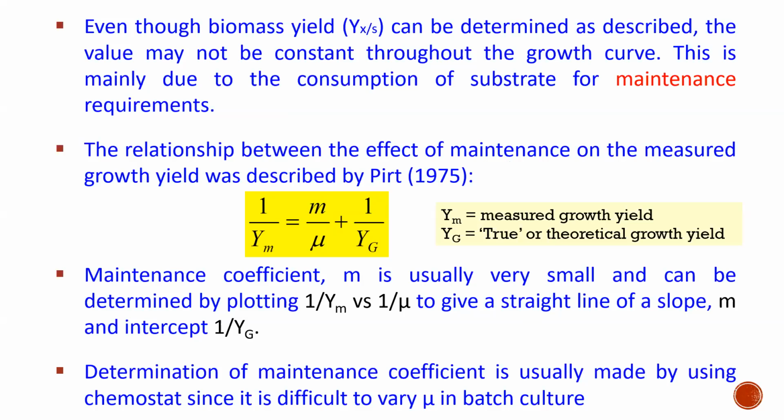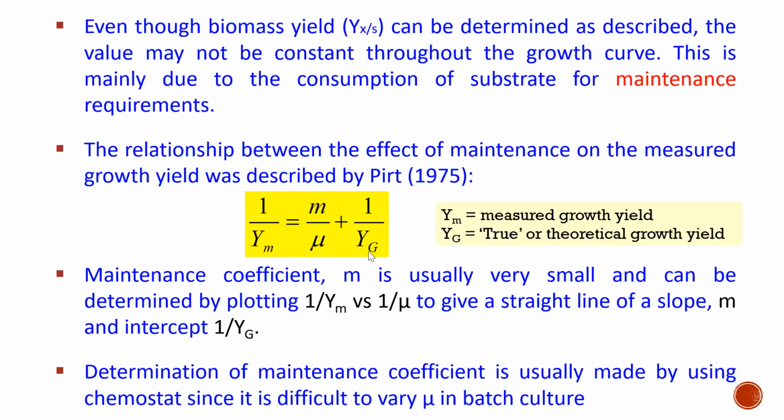Yeah, it's equal to the maintenance. So the maintenance coefficient m is usually very small and can be determined by plotting this as a function of 1 over mu, because these are kinetic parameters. So you can only take this one as y, and then 1 over mu as your x-axis. Then you can get a slope to obtain the maintenance coefficient and the intercept 1 over Yg.